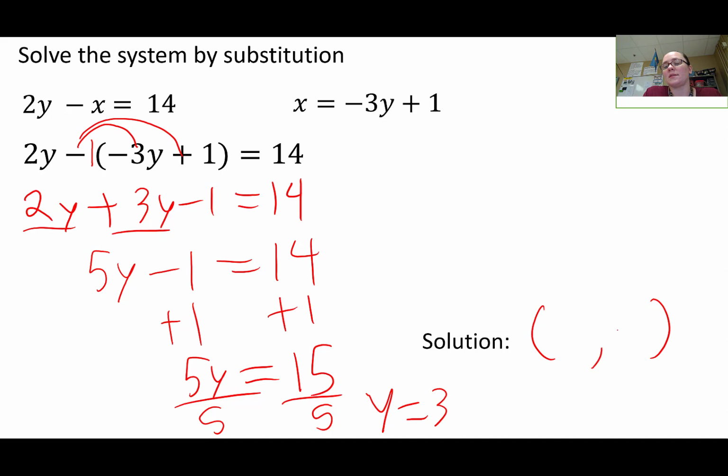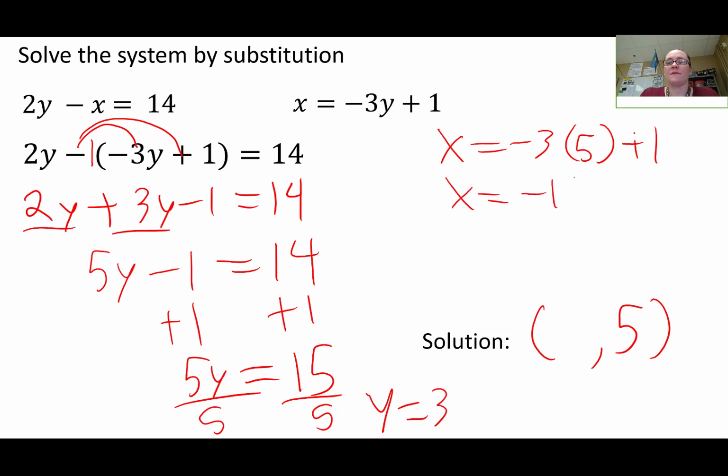Again, I've got the y solution. I need to find the x. So I'm going to plug back into that x equals negative 3y plus 1 there. So we get x equals negative 3 times 5 plus 1. So we get x is equal to negative 15 plus 1. So x equals negative 14. My solution is negative 14 and 5.